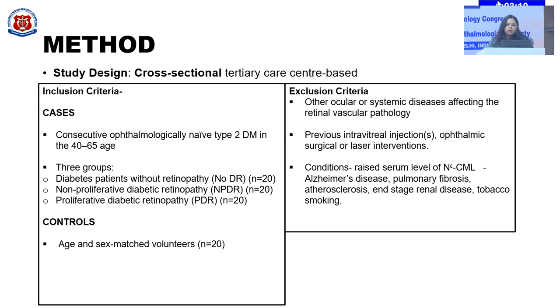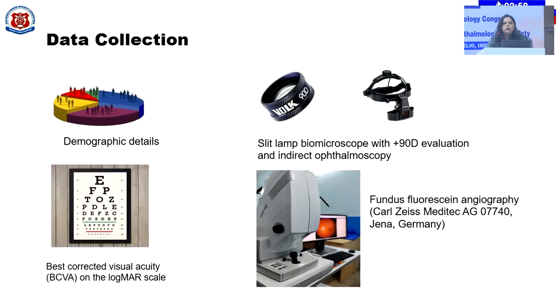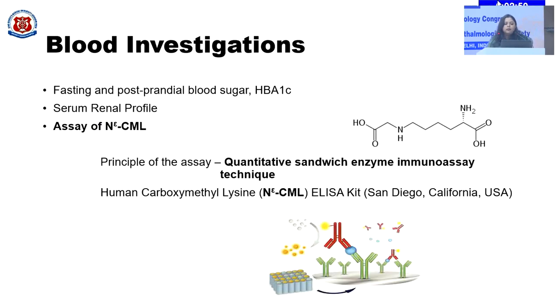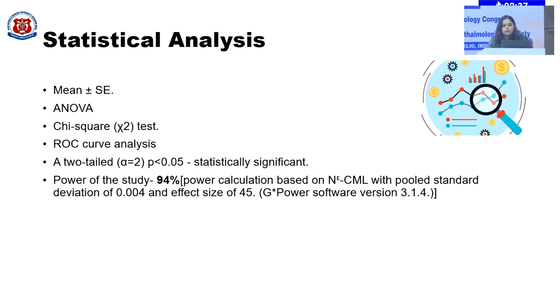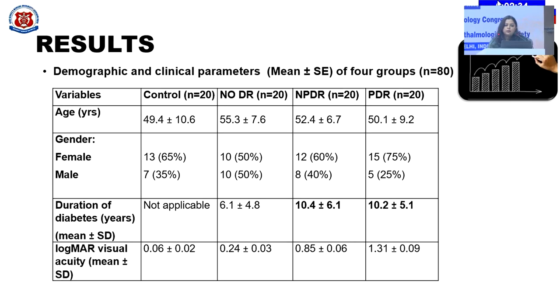What was the exclusion criteria? Any patient with existing retinal vascular pathology or prior treatment was excluded; patients should be treatment naive. Any condition where NCML, the AGEs levels, are supposed to be high was also excluded. A detailed data collection was done, including demographic details and all the clinical data. The blood investigation was done with special emphasis on the serum glycemic profile and the assay of NCML. The serum NCML was measured by quantitative sandwich enzyme immunoassay technique. The relevant statistical analysis was done, and the power of our study was 94%.